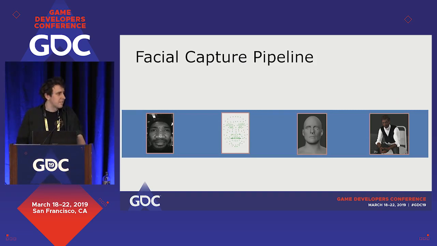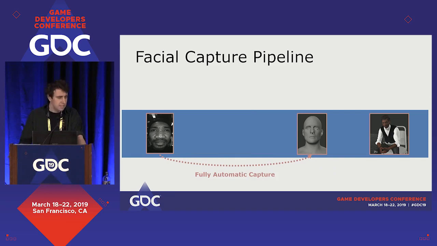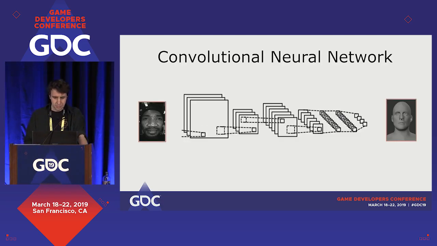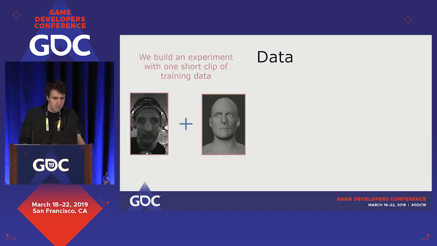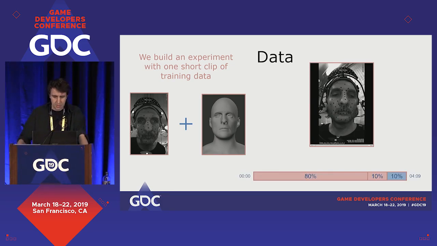So let's go back to the facial capture pipeline, and maybe we can do this instead. So maybe we can try and automate completely to the retargeting stage. So we tried to build an experiment doing this as well. The setup is pretty similar. So we use a CNN again. The only real difference is the output. Instead of outputting 3D points, what we want to output is the actual rig controls of this rig. So when we built this experiment, we got one short clip of training data where we had the rig controls and the video of the animation. And this was about 4 minutes in length.